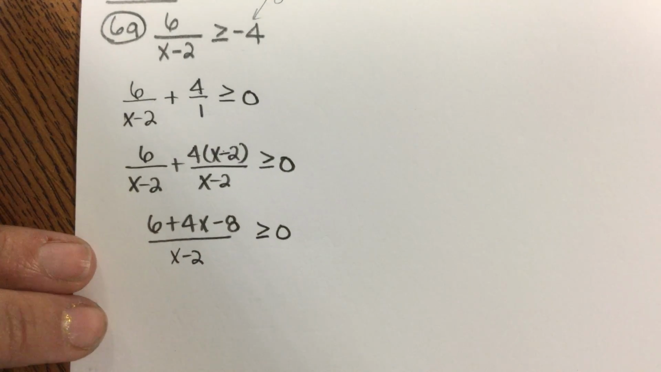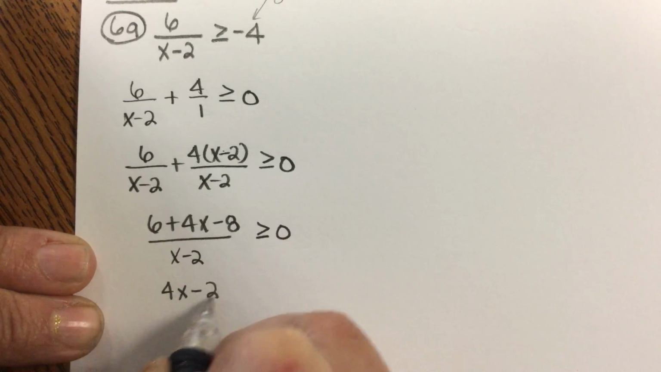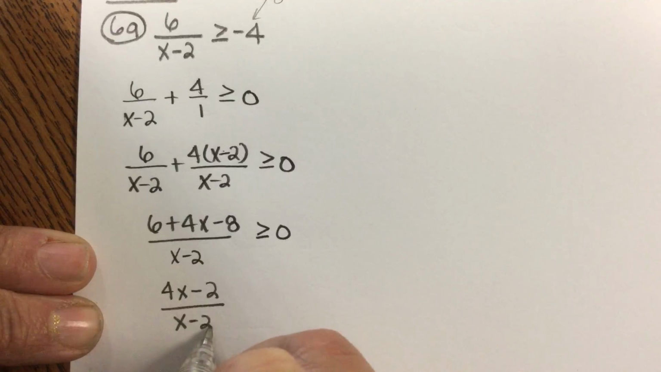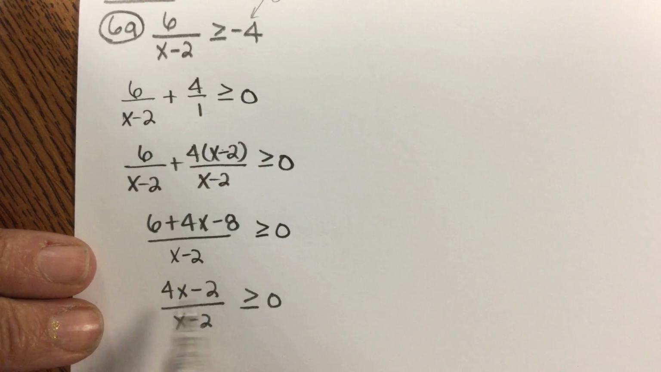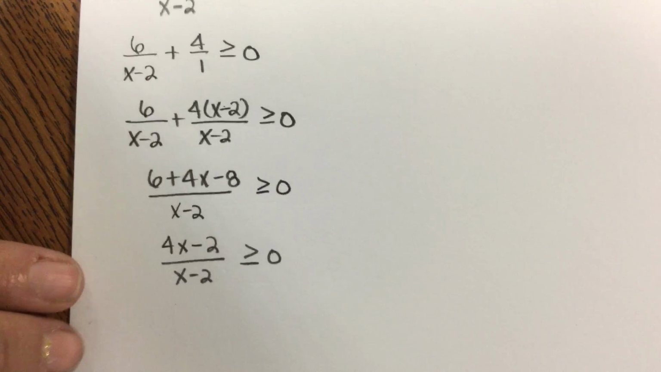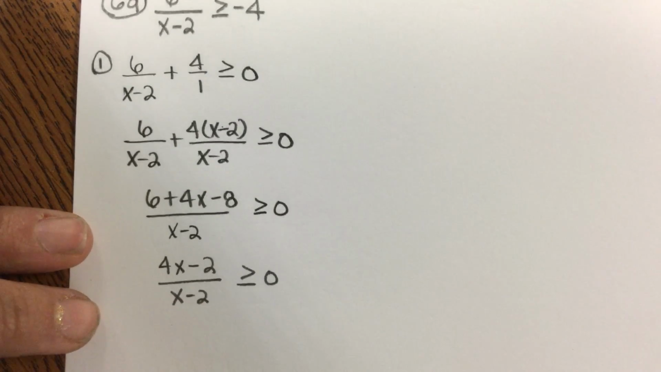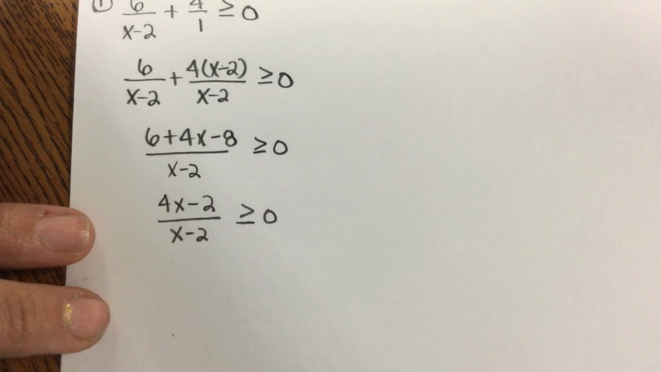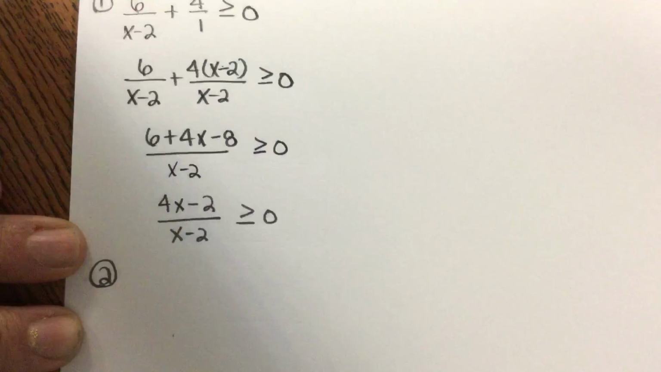Go ahead and join our like terms, and we get 4x minus 2 all over x minus 2, greater than or equal to 0. We could simplify here if you want. It is not necessary. Okay, so this was step 1. Step 2 is going to set the numerator and the denominator equal to 0.